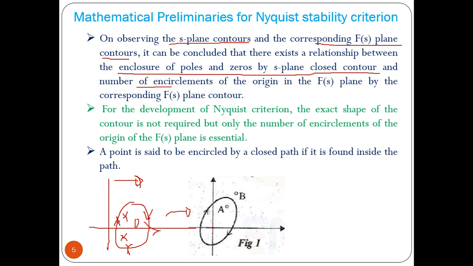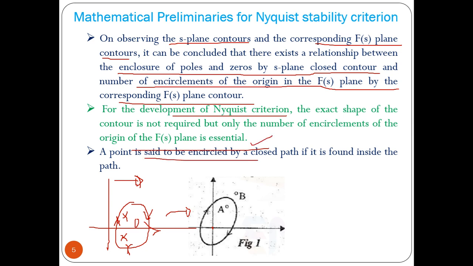Now, the number of encirclements of the origin of the F(s) plane by the corresponding F(s) plane contour. So from that logic we have to find out the Nyquist stability criterion argument. Now for the development of the Nyquist criterion, the exact shape of the contour is not required, only the number of encirclements of the origin of the F(s) plane is essential. Now a point is said to be encircled by a closed path if it is found inside the path.